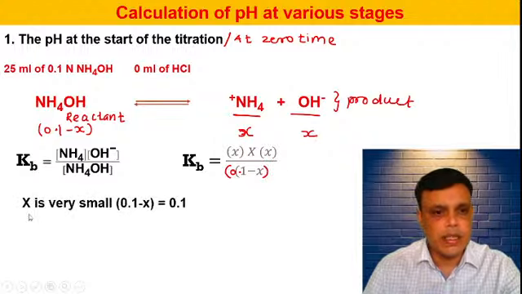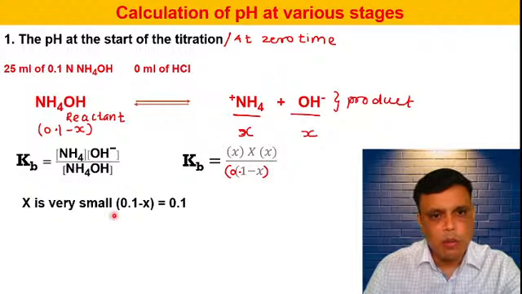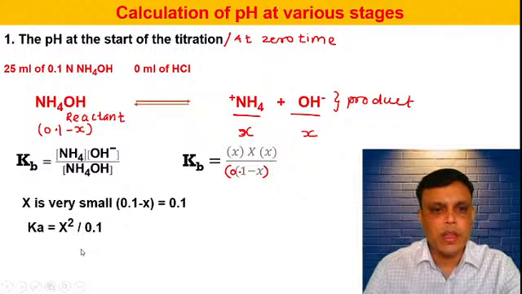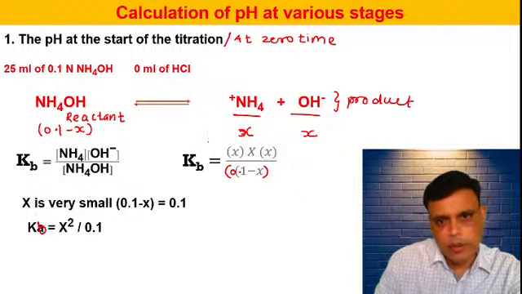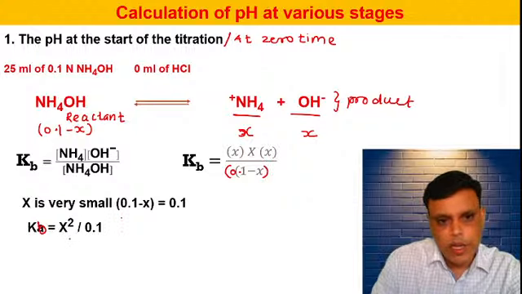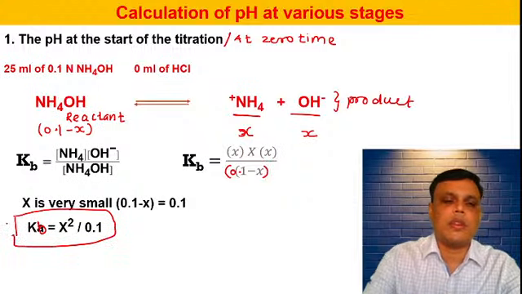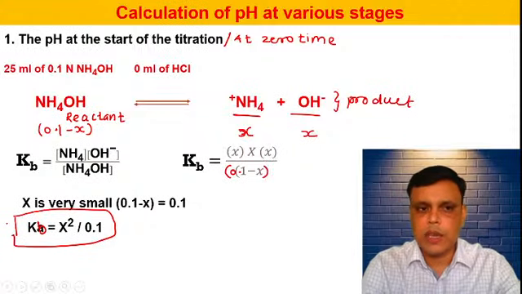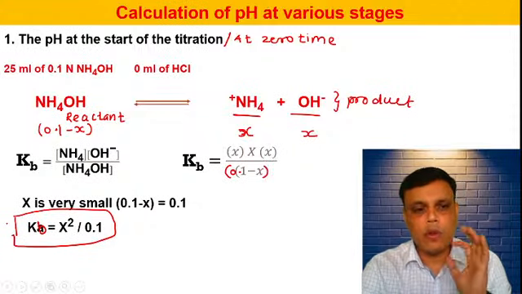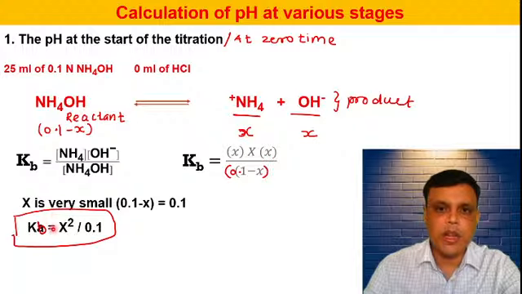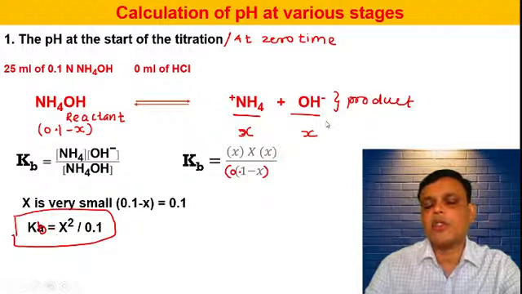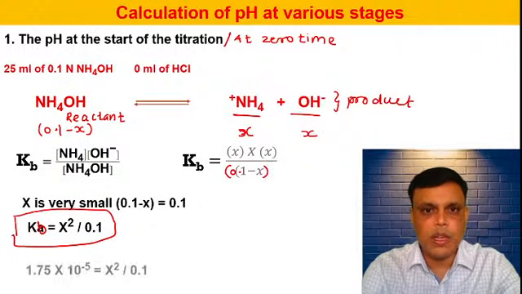Now this x is very small. That means 0.1 minus x is nearly equal to 0.1, and this equation will become Kb is equal to x square, because x into x becomes x square, divided by 0.1. This is your equation for the dissociation constant of base. Now Kb is given to you. If you know the Kb, then you can calculate x square, and from that x square you can calculate x, and x is nothing but the concentration of OH minus ion. Okay, so we will calculate that.